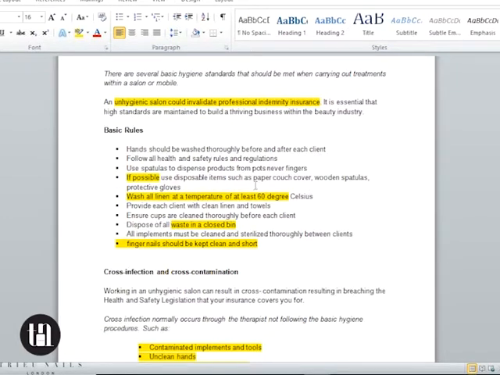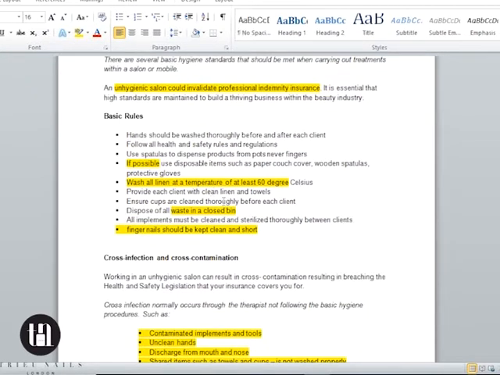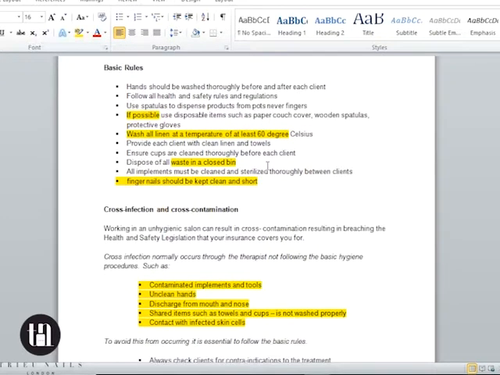So some basic rules for hygiene: hands should be washed thoroughly after each client. You should follow the health and safety rules and regulations. Use spatulas to dispense products from pots and other fingers. Where possible, always use disposable items, whether that be a paper couch cover, wooden spatulas, or protective gloves.